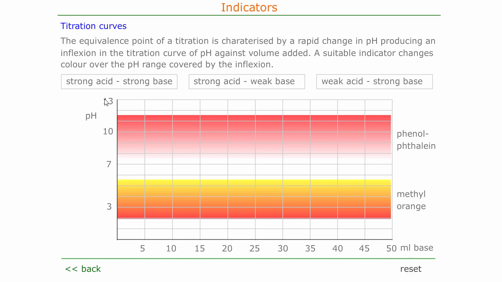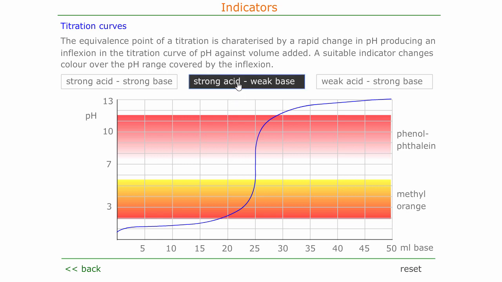So if we have a look at a strong acid, strong base titration curve here, you'll see that the inflection carries it through the midpoint of the methyl orange and through the midpoint of the phenolphthalein, through the pKa value of the phenolphthalein here and the pKa value of the methyl orange here. So both phenolphthalein and methyl orange can be used for a strong acid, strong base titration.